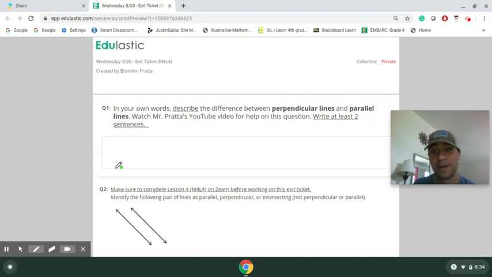But think about parallel lines and perpendicular lines. What are different about each one? If you want to define both to answer this question, that's fine. You want to answer this in at least 2 complete sentences.